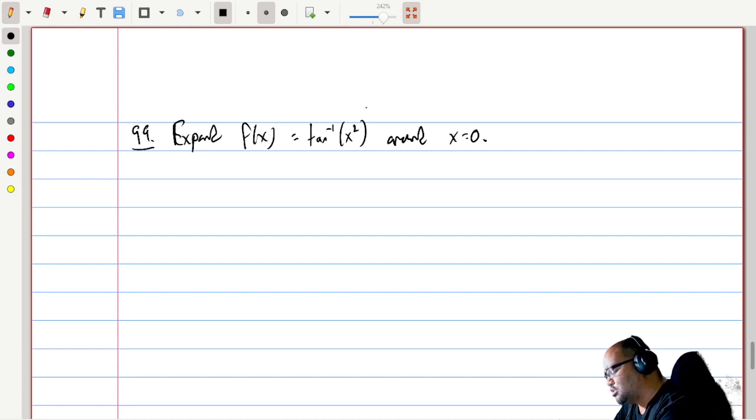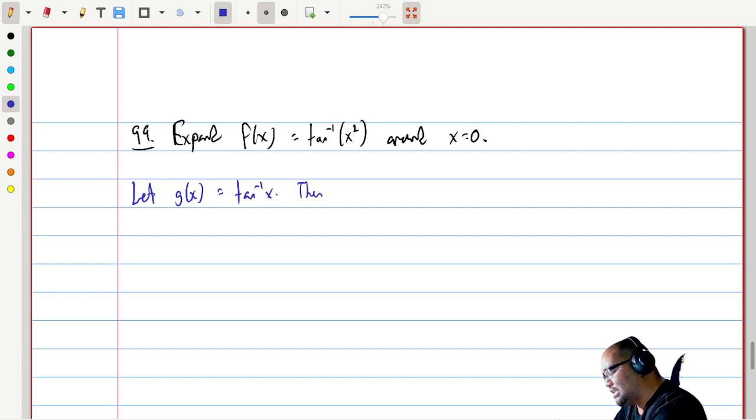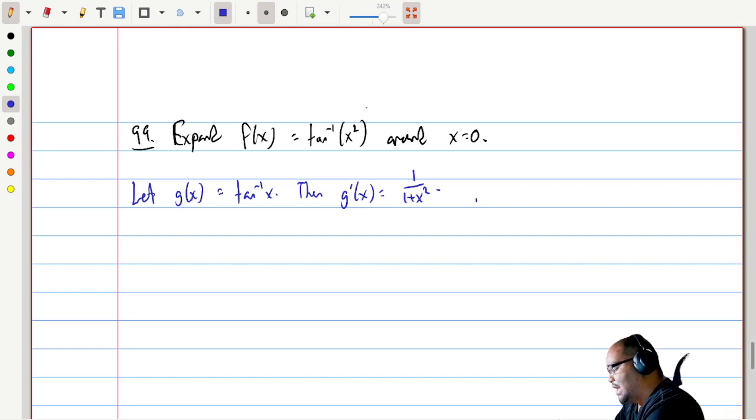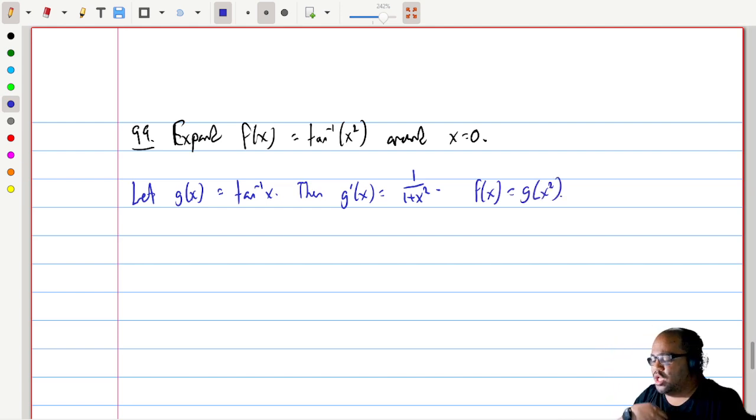So let's start with a helper function. Let g of x be just arctan of x. Then when I take the derivative, g prime of x, the derivative of arctan is 1 over 1 plus x squared. That's one of my basic constructions just modified. So now let's think about what we need. f of x is equal to g of x squared. So if I know how to expand g, I know how to expand f.